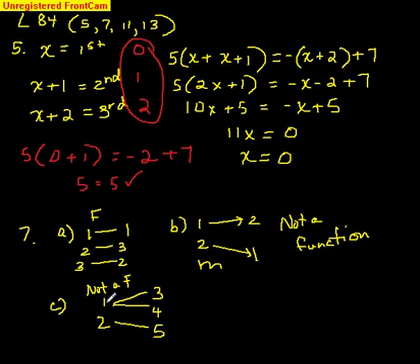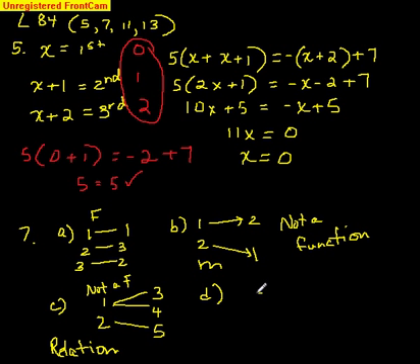Here you could have 1 go into 4 and 2 go into 4, but you can't have two different numbers coming out of 1. This one's actually called a relation. It's not a function, but it's a relation because everybody's matched up. This one is not a function and it's not a relation.